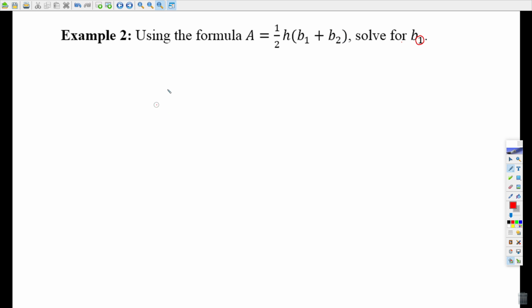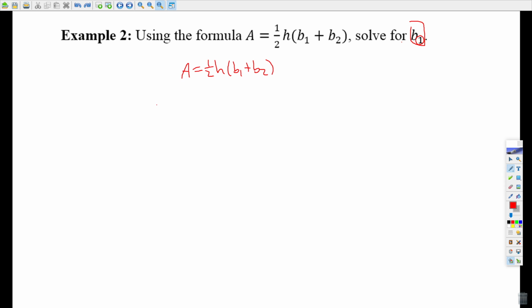So what we're going to do first is copy down the formula. A equals 1/2 h, b sub 1 plus b sub 2. And we're solving for what? B sub 1. So we have to unpack all this and figure out how to get this all by itself. Our goal is to get b sub 1 by itself. This right here. That's kind of dark. Shouldn't have done that. So how do we do that?